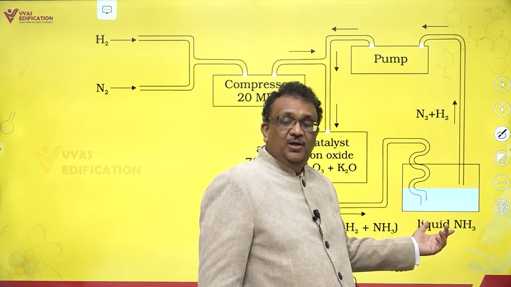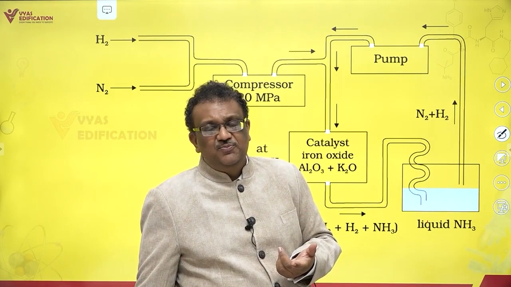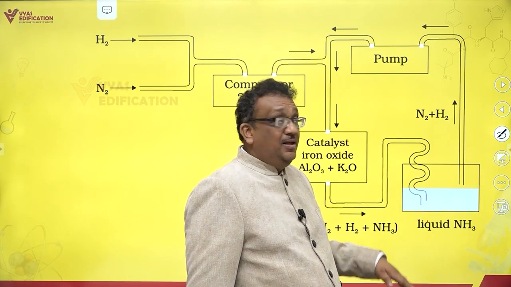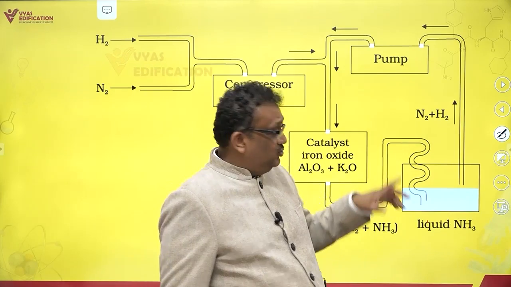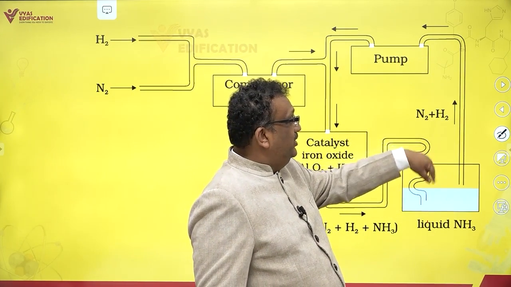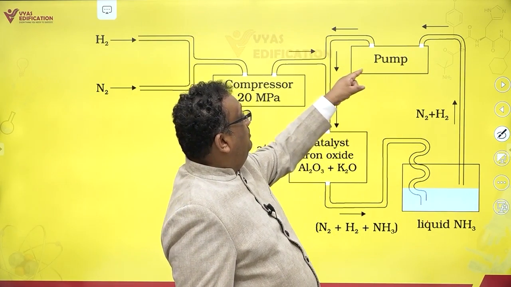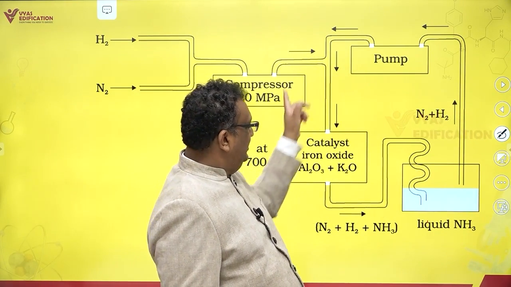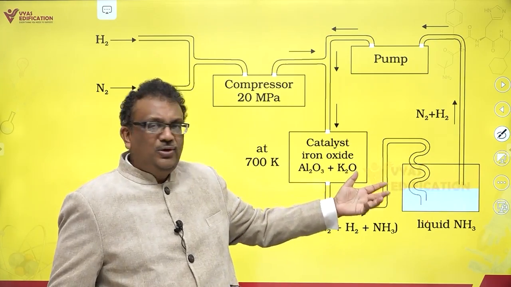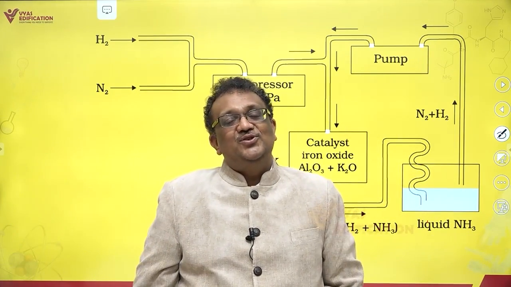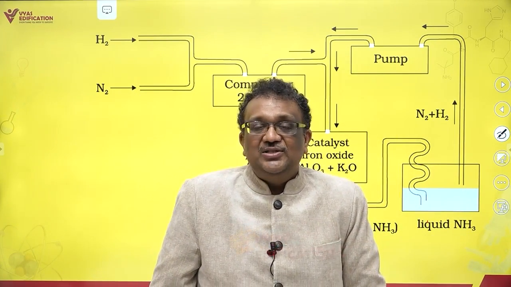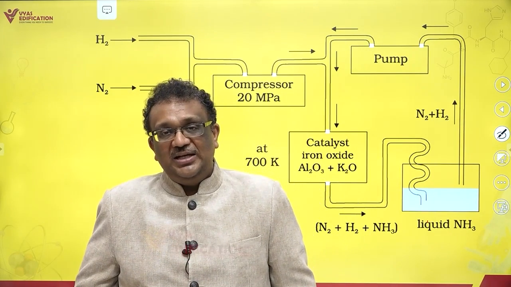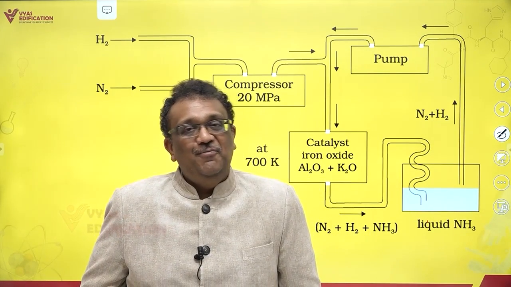You get liquid ammonia. Minus 33 degrees Celsius barely. Ammonia condenses. But N2 and H2 don't condense. The unreacted N2 and H2 can be taken out. They're again pumped, pressurized and mixed here. And again they're passed through catalyst. And this process keeps on repeating till you get lots and lots of ammonia, as much as you wish. And this, my dears, is the classic Haber-Bosch process for industrial manufacture of ammonia.